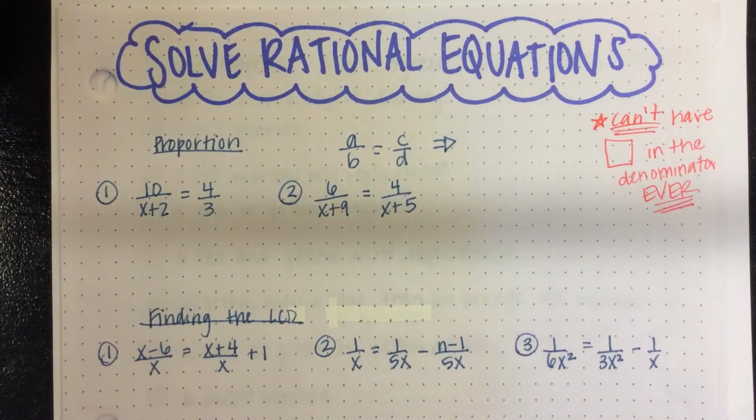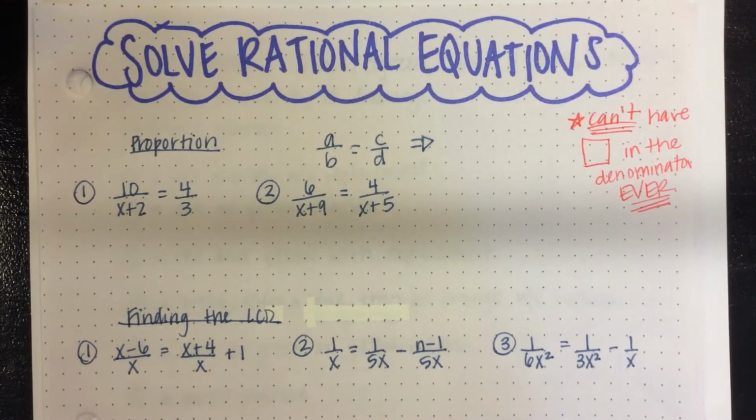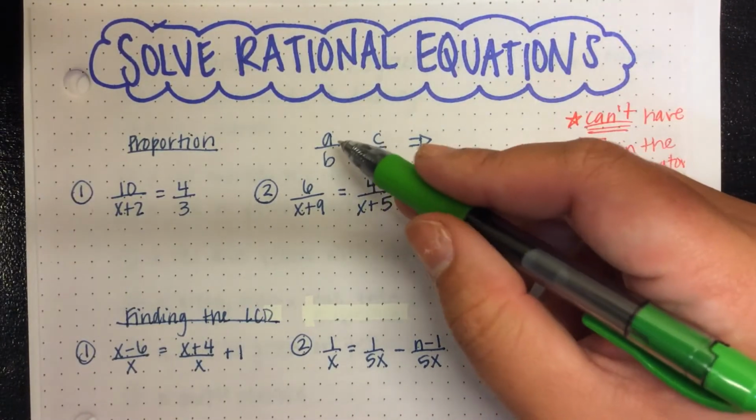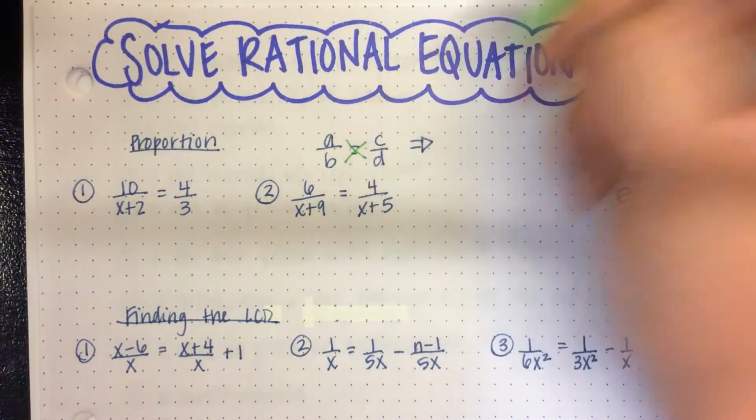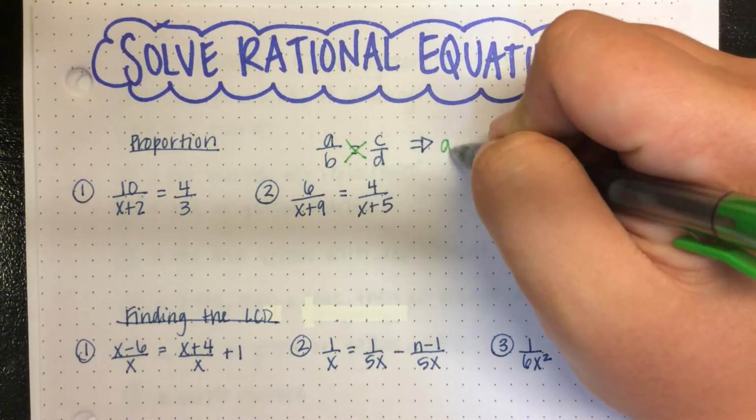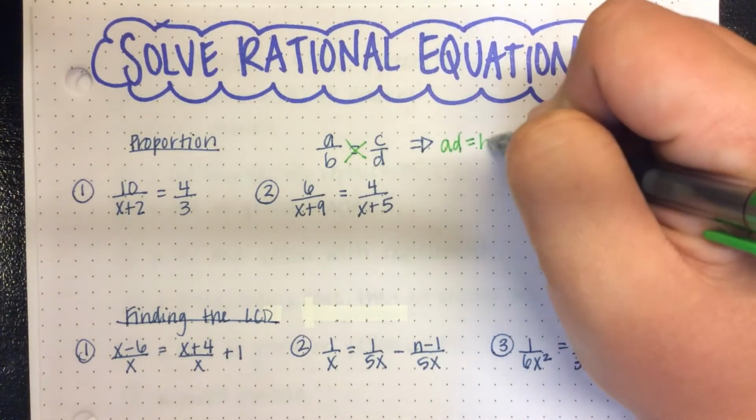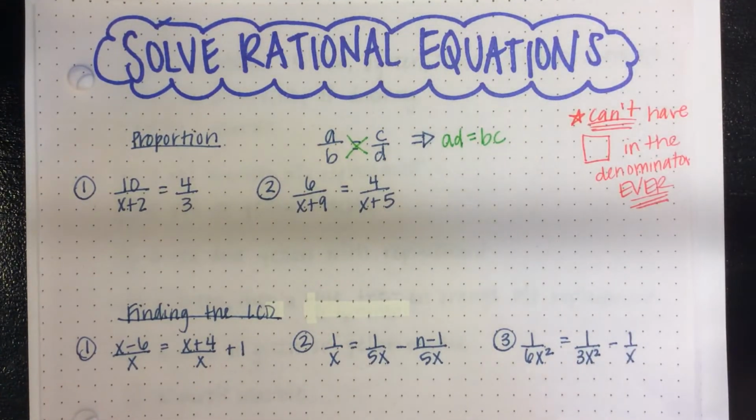All right, so to start with, my proportion. If I want to solve a proportion, that means you have a fraction equals a fraction. So one way of solving it is to cross multiply. So that means that A times D equals B times C. And then we can solve from there.